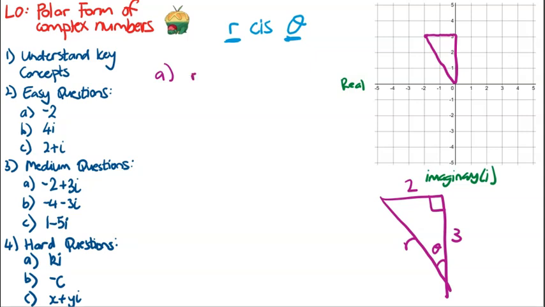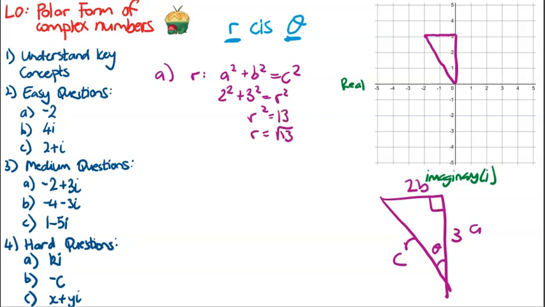Dealing with r first, that's going to be Pythagoras' theorem. So a squared plus b squared is equal to c squared. A and b are going to be the 2 and the 3, and c is going to become that r. So 2 squared plus 3 squared will be equal to r squared. I've written r cubed, but r squared is equal to 13. So r will be equal to root 13.